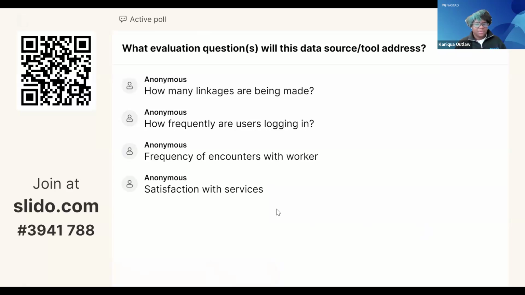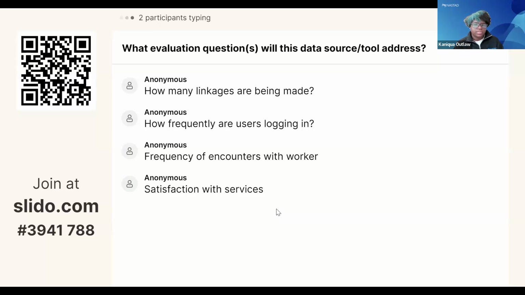Absolutely. If the app is being used for linkages, how many linkages are being made? Now that might come with some additional input. So for instance, you might do some deeper diving into perhaps providers to see if people who are saying they're using the app use the app and got linked to services as a result of using the app. But definitely those are some great questions that tool can help address.